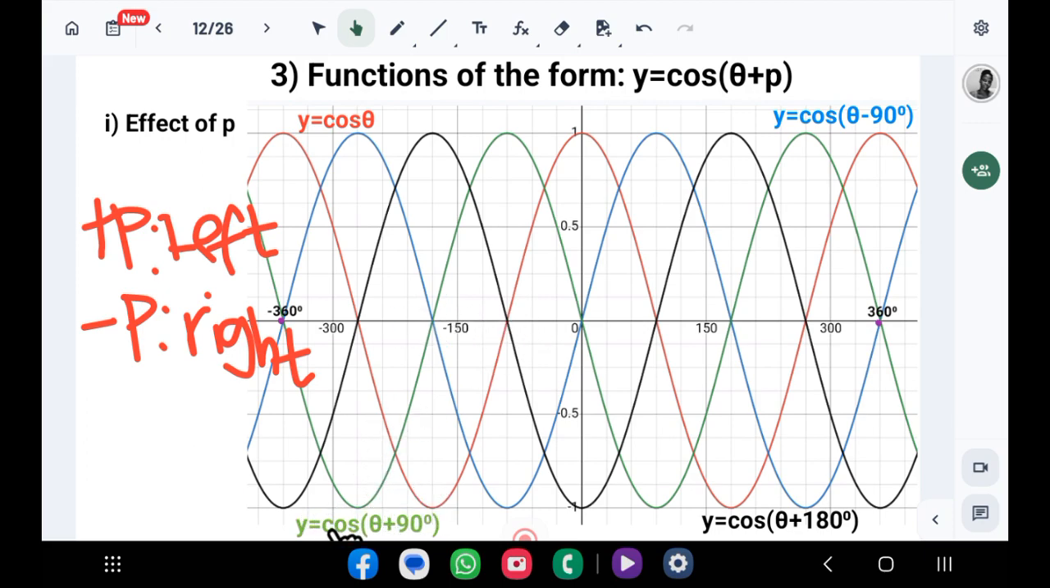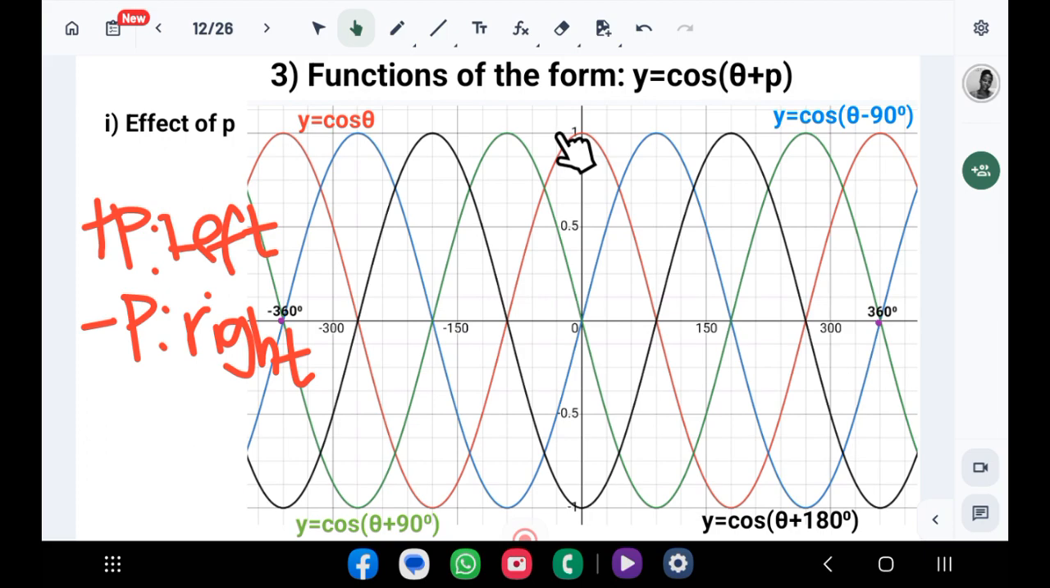Let's look at the green graph. y equals cos of theta plus 90 degrees. That means it is shifted 90 degrees to what direction? The left. Plus tells us it's shifted to the left. So we go back to the focus graph, the one that's not shifted, y equals cos theta, and we count 90 degrees to the left to figure out where the shifted graph of the green graph lies.